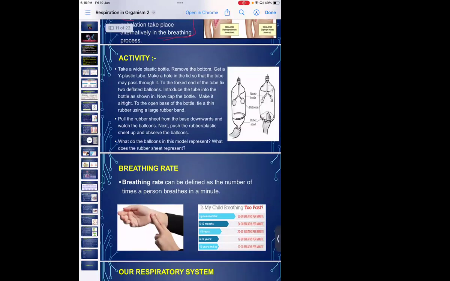Now, here is the activity where they have told about the respiration process, how the lungs are working. What you need to do is take a plastic bottle and remove the bottom; you have to cut this down part. Then get a plastic tube. Make a hole in the lid so that the tube may pass through. From the top part, you should pass this Y-shaped tube inside.